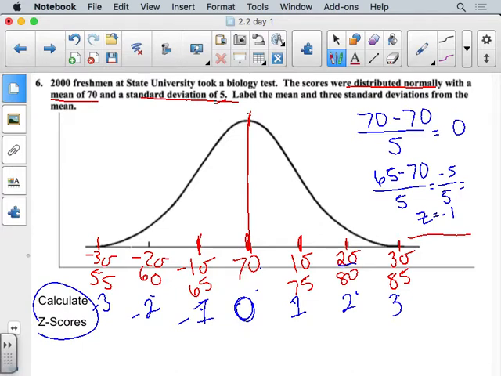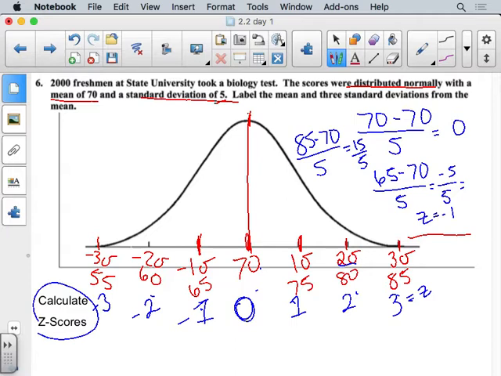Like I could do this one, 85 minus 70 divided by 5. So that's 15 divided by 5, which is 3. So the number of standard deviations you are is the z-score. So that would be z equals 3. Means you are this far above the mean, this far below. Okay, so let me do something else that's going to help us in the long run here.